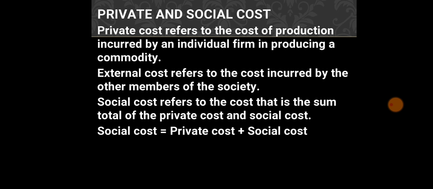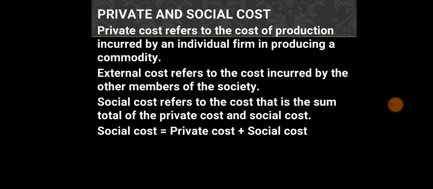Now comes the private cost and the social cost. Private cost refers to the cost of production that is incurred by an individual firm in producing a commodity. Suppose, for example, I am a farm owner and I am producing books, then whatever cost is incurred by me as a farm owner is what is known as private cost. Then comes the external cost. External cost refers to the cost incurred by the other members of the society.